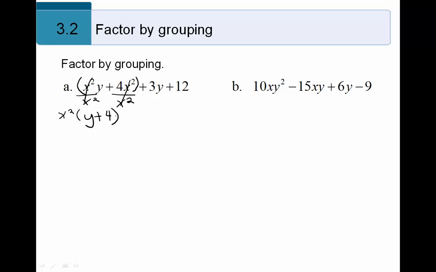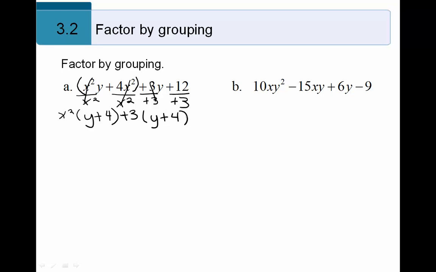And then I'm going to do the same thing on the other side. I'm going to factor the binomial 3y plus 12. So it looks like the common factor there is a positive 3. So I'm going to factor out a positive 3. So I'm going to divide this by positive 3 and this by positive 3. 3y divided by 3 is y. 12 divided by 3 is 4.